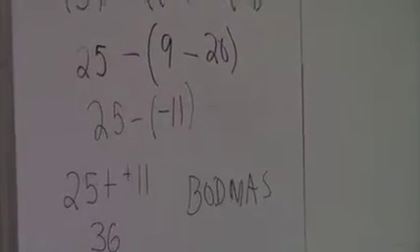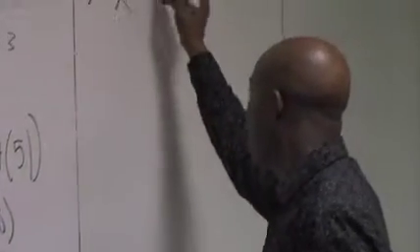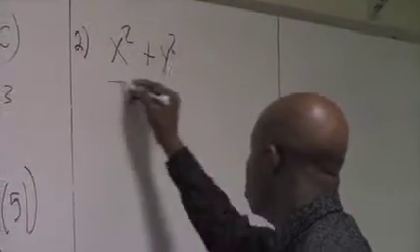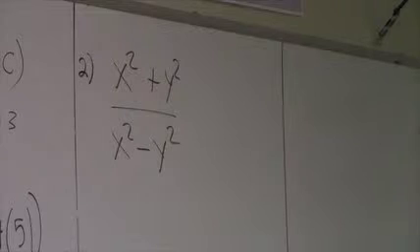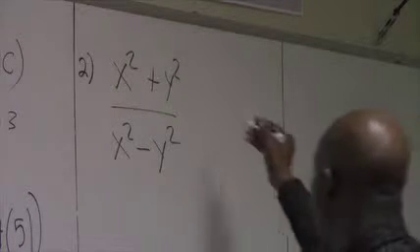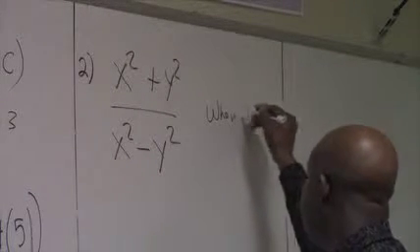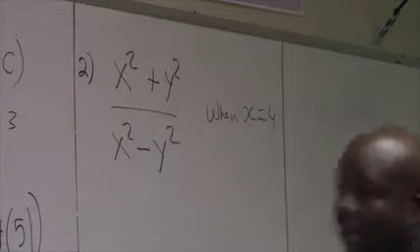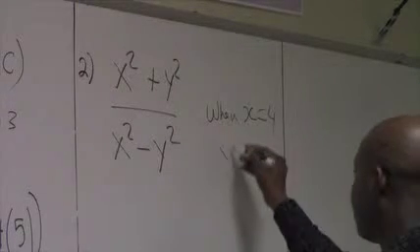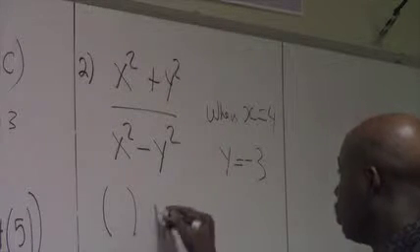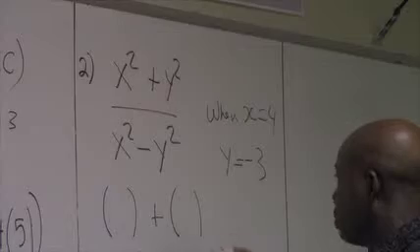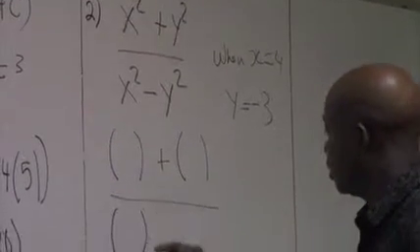Let's move to number 2. I know it's kind of hard to see over there again. We are doing a similar process here. We're evaluating x squared plus y squared over x squared minus y squared when x is 4 and y is negative 3. So we're going to do the same thing. As we are substituting, we will create parentheses wherever we have to substitute.